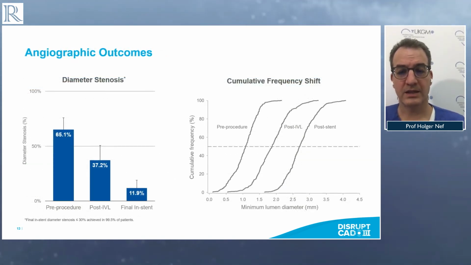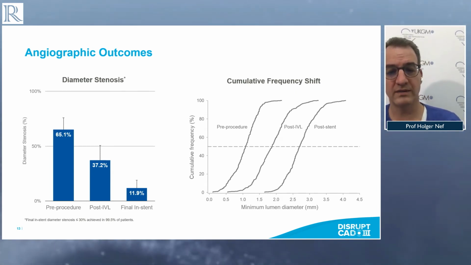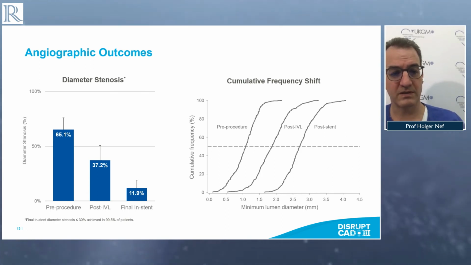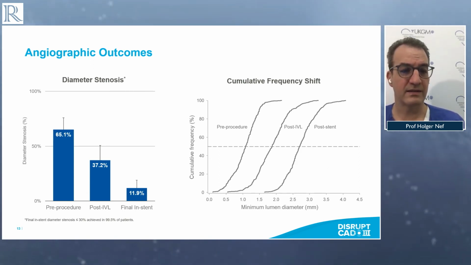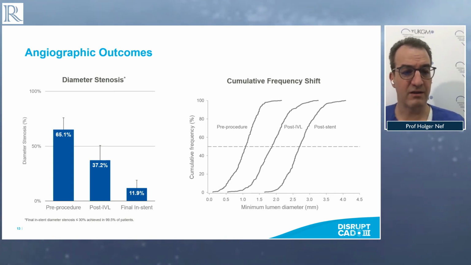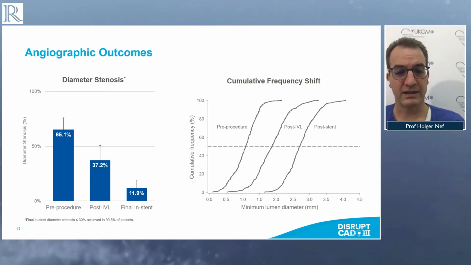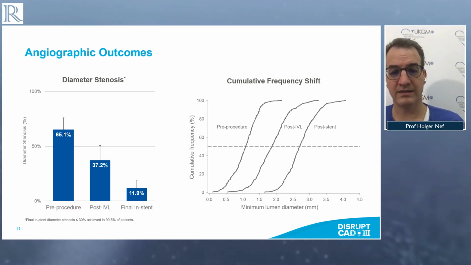Here you can see the angiographic outcomes, and on the left-hand side, you may appreciate the stepwise reduction of the diameter stenosis from baseline 65%, to 37% after IVL, and 11.9% after final stent implantation. On the right-hand side, you can see a stepwise increase of the minimal lumen diameter, and a diameter stenosis of less than 30% was achieved in 99% of the stenoses.